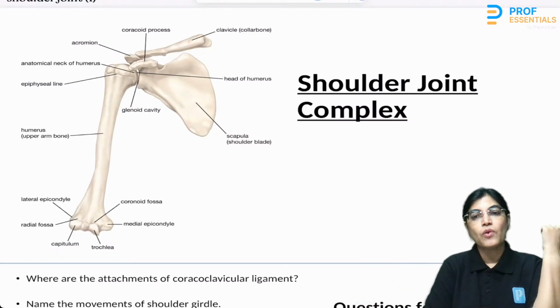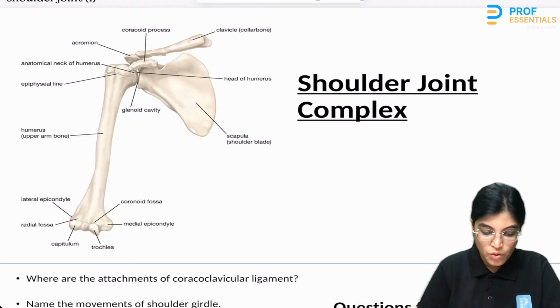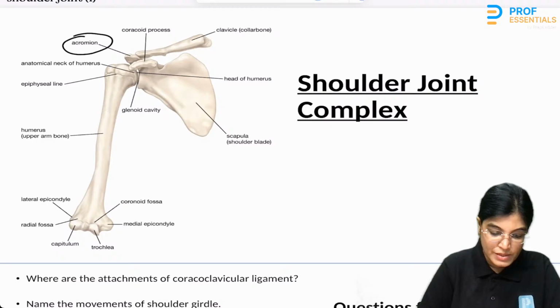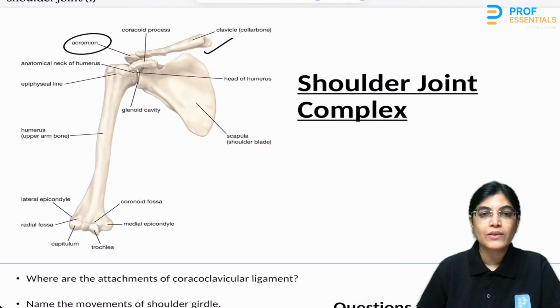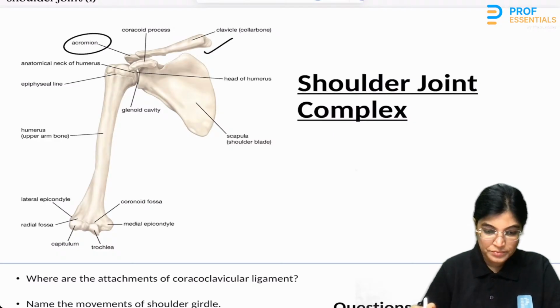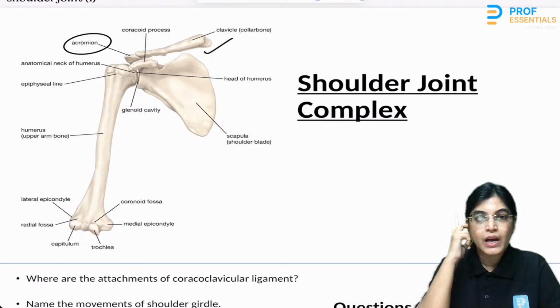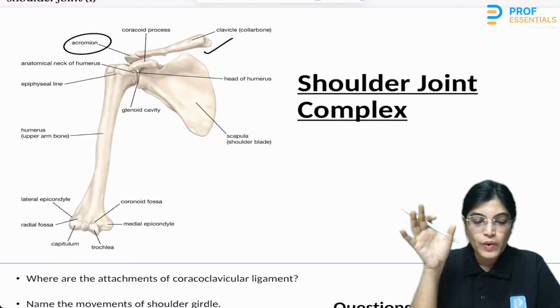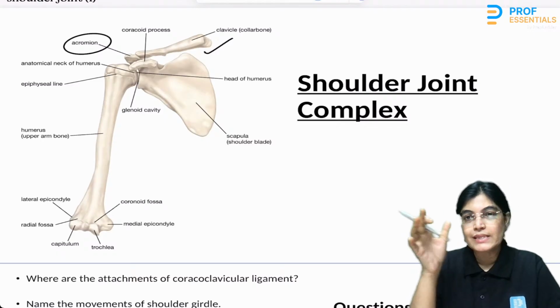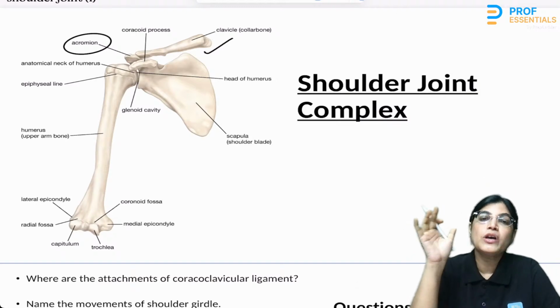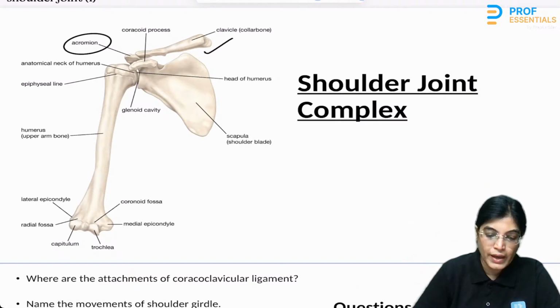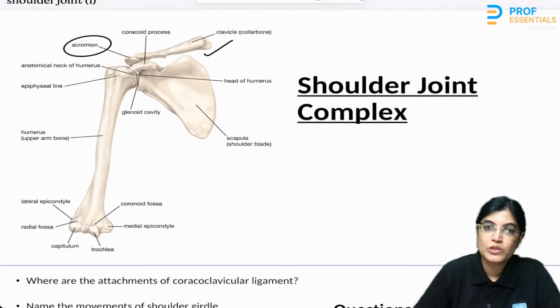It is also formed by the acromioclavicular joint. You can see this is the acromial process of the scapula, and this is the clavicle. So acromioclavicular joint, and also we have got the sternoclavicular joint. All these joints, along with the scapulothoracic articulation, which is a functional linkage, work together to function as a shoulder joint complex.